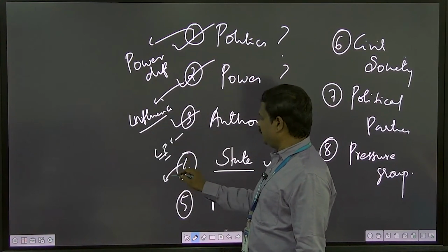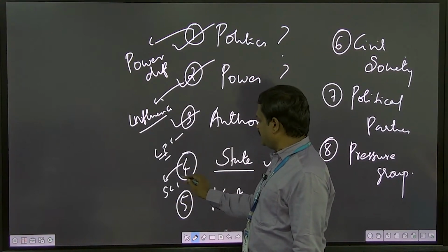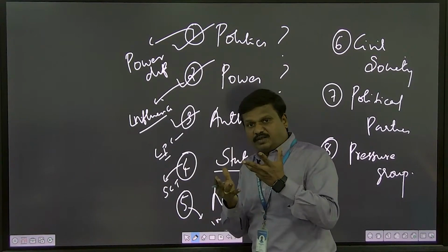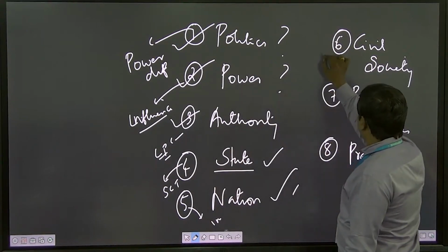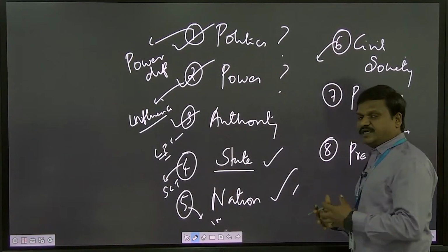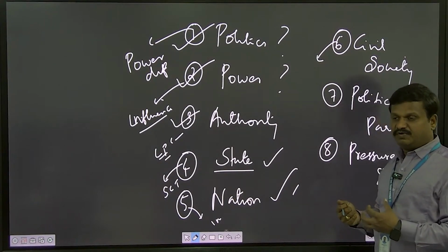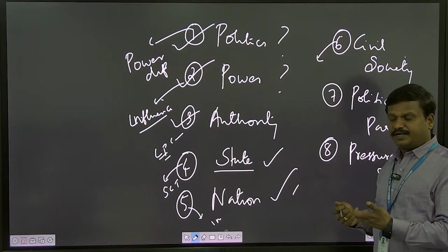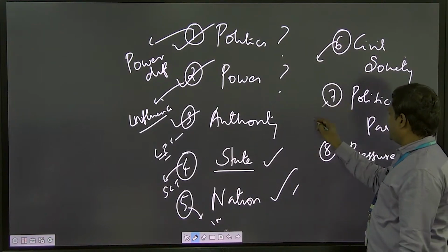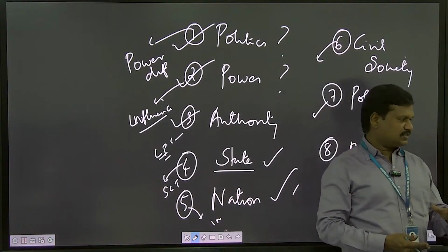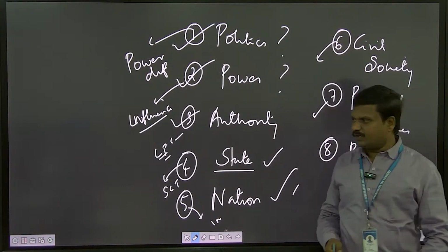State is about social contract theory. Nation is an imagination, an idea, so it can be manipulated. Civil society means a non-state group which will protect the rights of the people and prevent the state from becoming a dictator. Political parties will contest in the election and form the government.